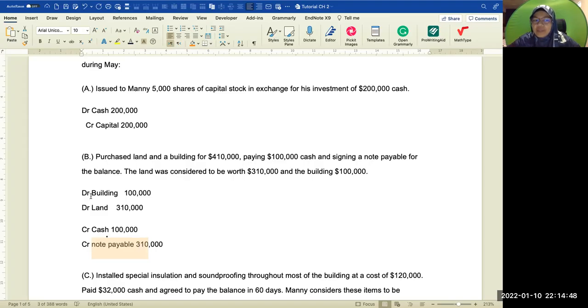And why do you debit your building and land? Because we just purchased them, and in nature, building and land are both assets. So we have to add them, and when we are adding them, we have to debit. So in short, because building and land are assets, there's an increase in your assets, so you debit your accounts. Of course. Okay.